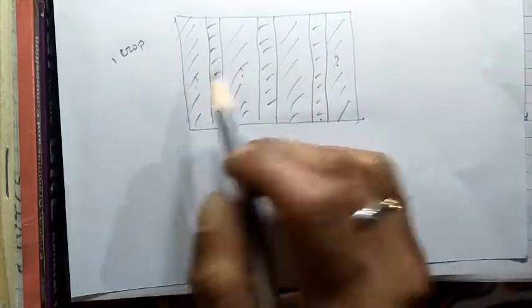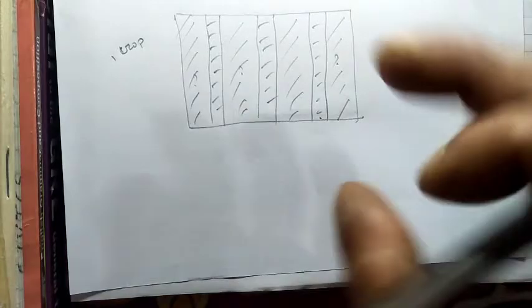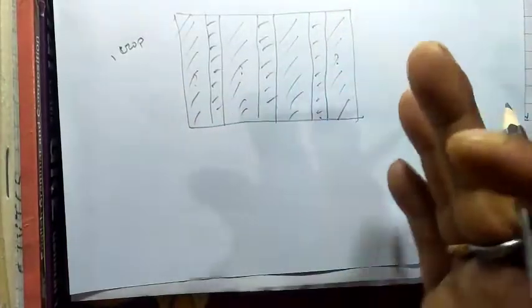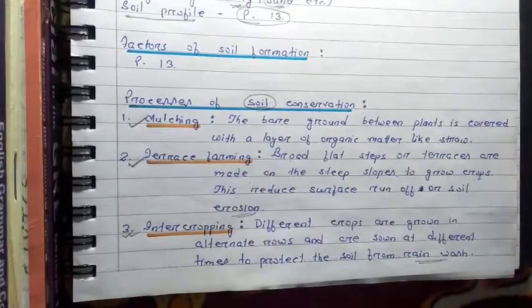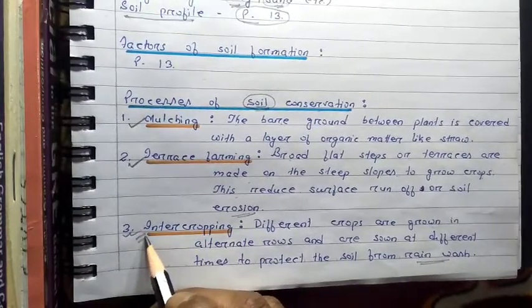And sometimes in different seasons we can cultivate different crops on the same plot of land, then for 12 months continuously the land will be covered with vegetation and the soil will not get eroded. So you can see here, through the process of intercropping also we can conserve soil.